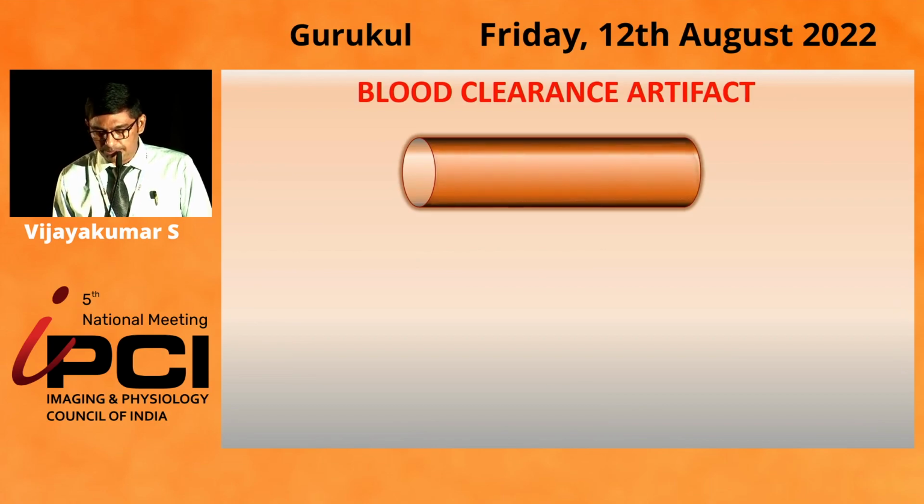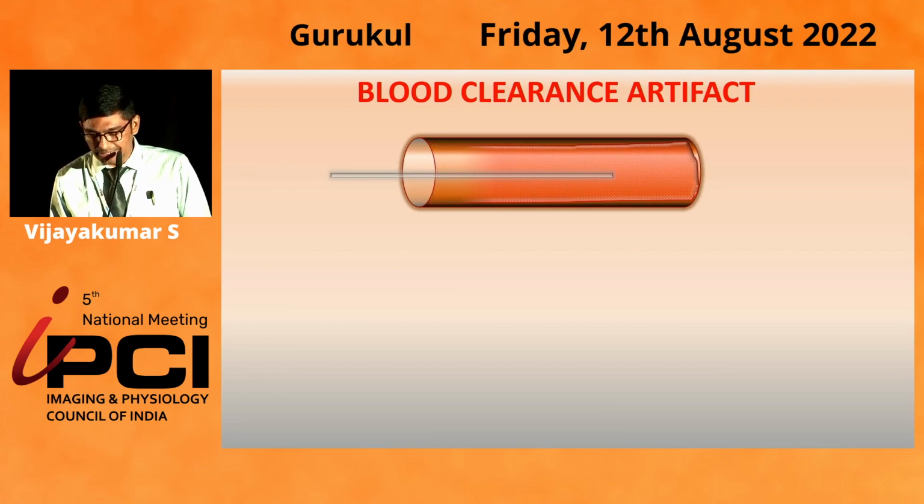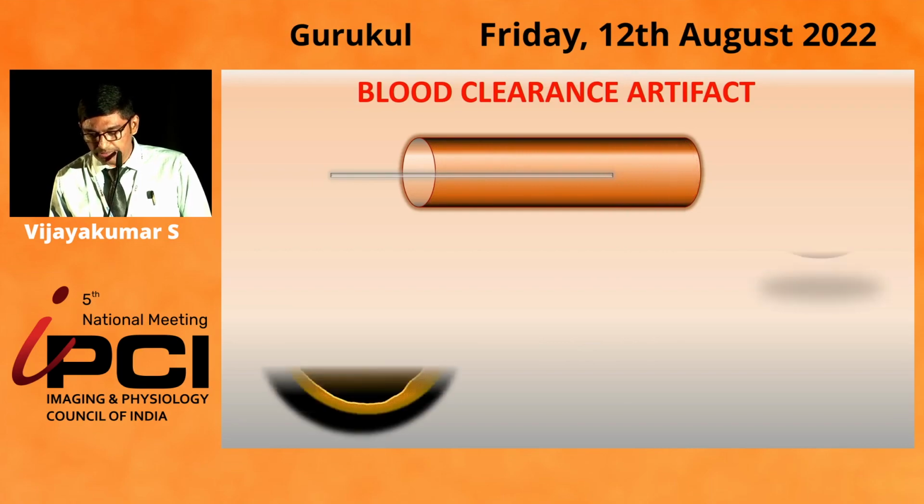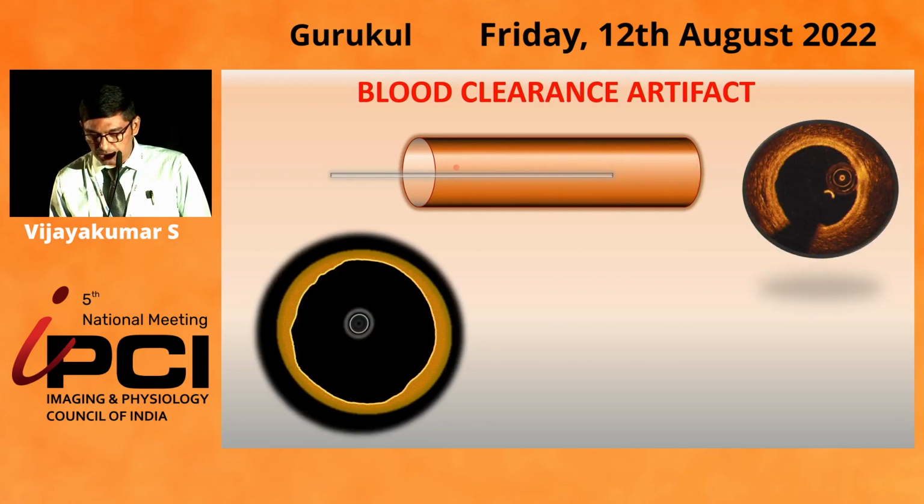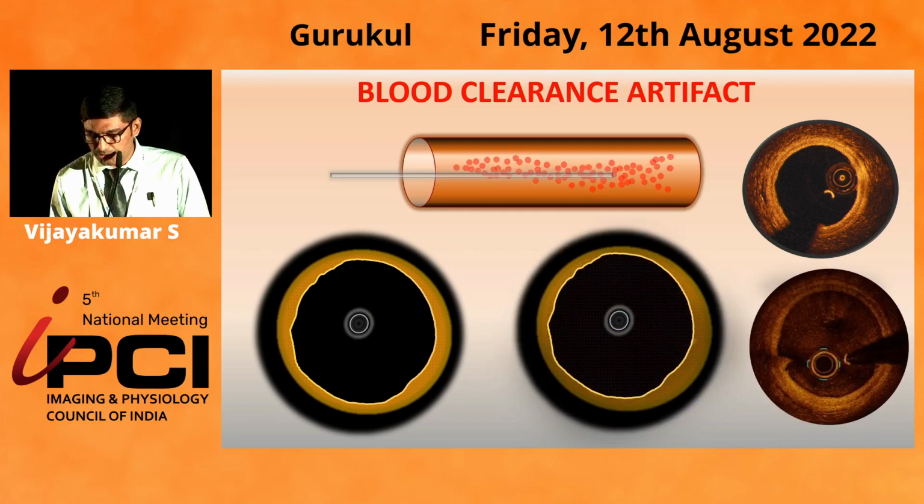The second one is your blood clearance artifact. We all know a high viscous solution is required for optimal vessel clearance. When you obtain optimal vessel clearance with a high viscous solution, the lumen appears dark without blood speckles and the vessel wall appears bright. When you use a low viscous solution like dextran or saline, there are leftover RBCs in the lumen and you have blood speckles like this.